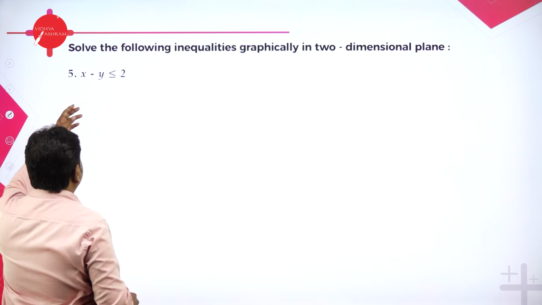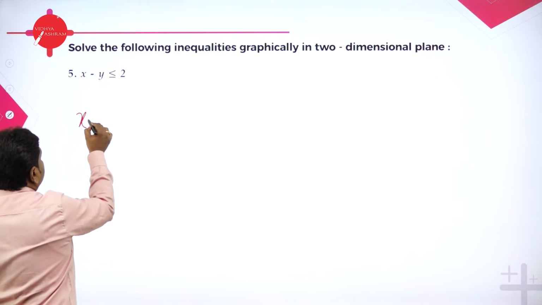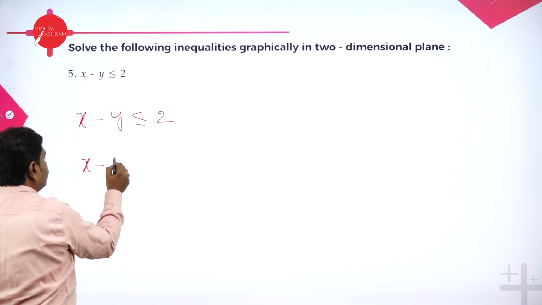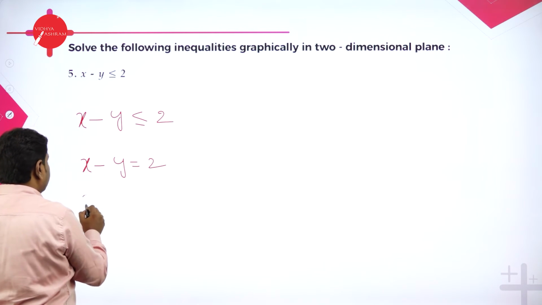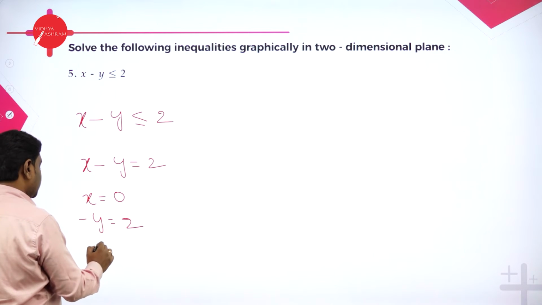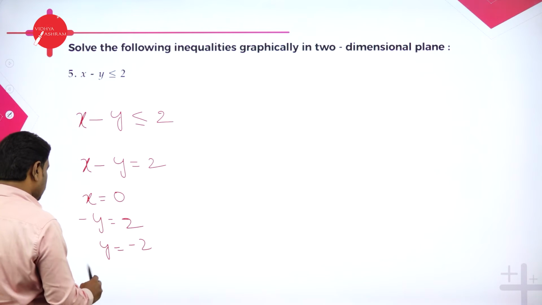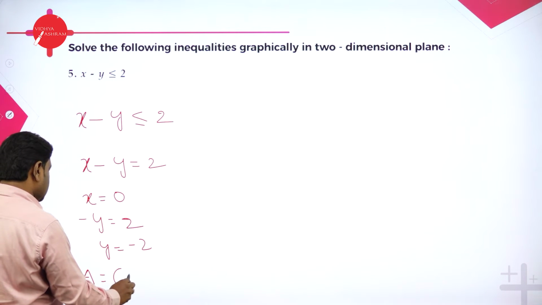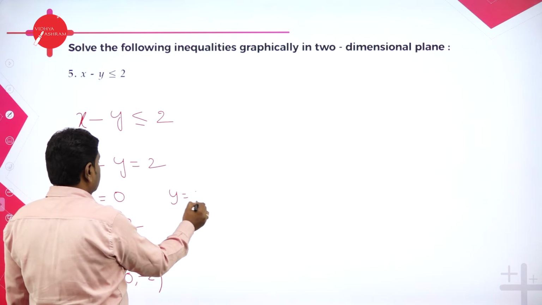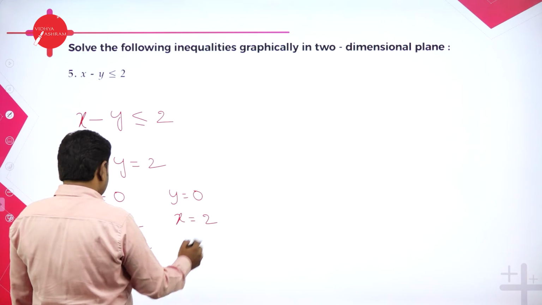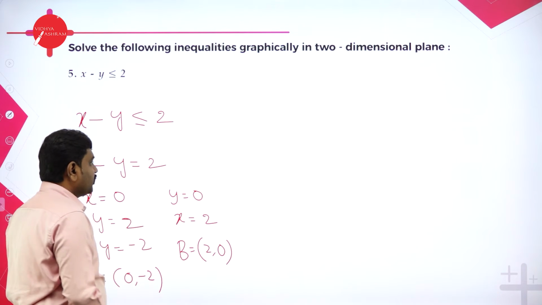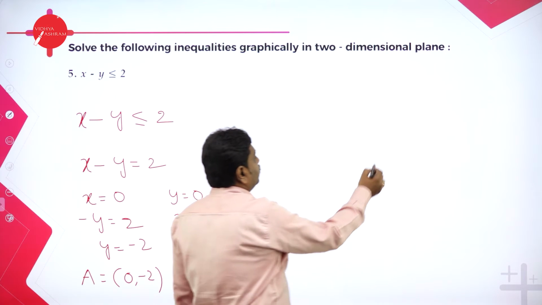Next, x minus y less than or equal to 2. I'll take x minus y equal to 2. I'll take x is equal to 0. I'll get minus y is equal to 2, or y is equal to minus 2. So now A is x comma y, 0 comma minus 2. And I'll put y equal to 0. So I'll get x is equal to 2. So B is x comma y, 2 comma 0. I got A, B. So now I'll draw the line segment.